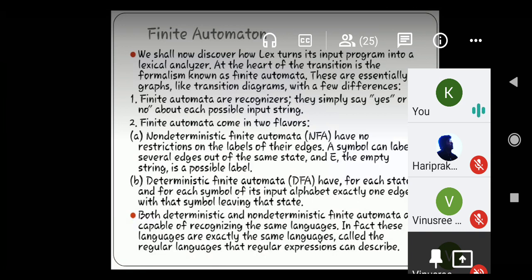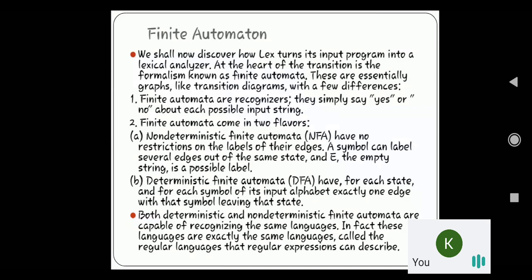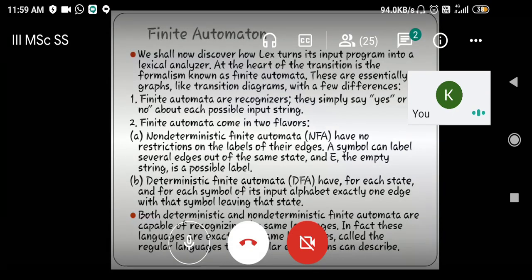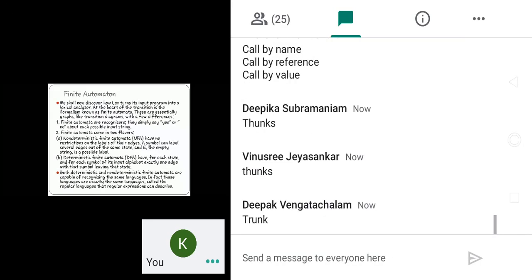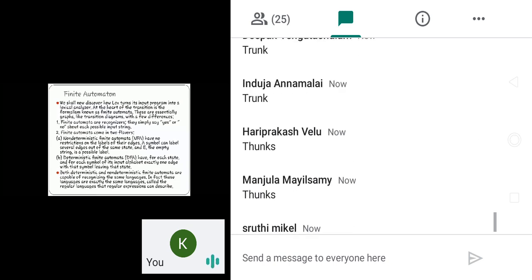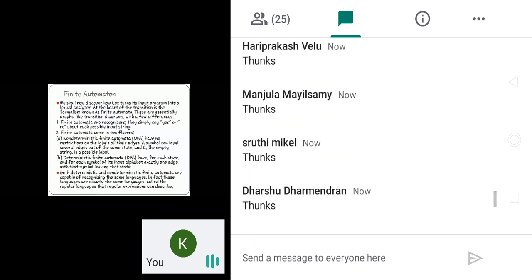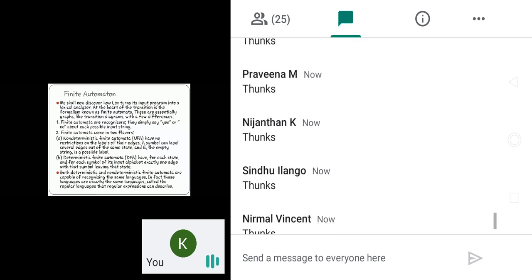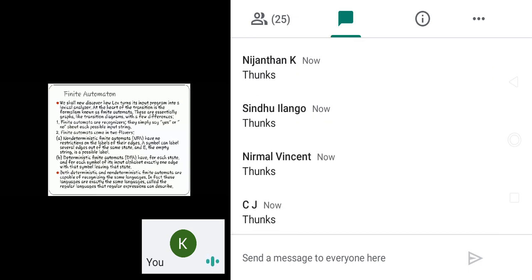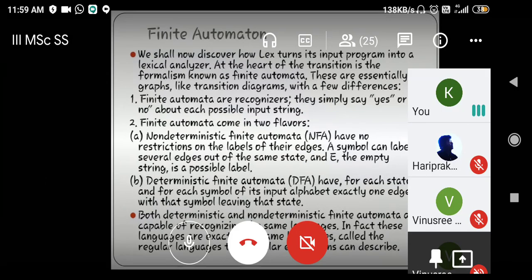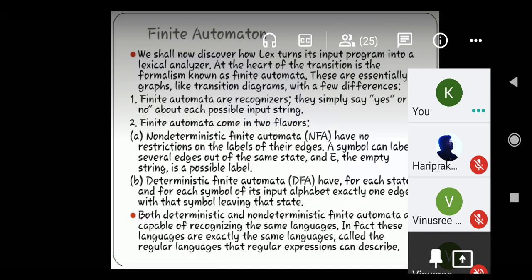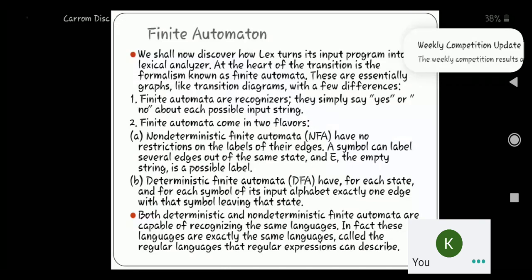The third question is: what is the other name for call by name? Very fast. Deepika is the first one. Thunks, and then Venusri, Deepak, Induja, Hariprakash, Manjula, Shruti, Darshana, Jyotikmar, Satyamurthy, Pravina, Nijantan, Sindhu, Nirmal, and then Cyril. The answer is exact and very correct. The other name for call by name is thunks.